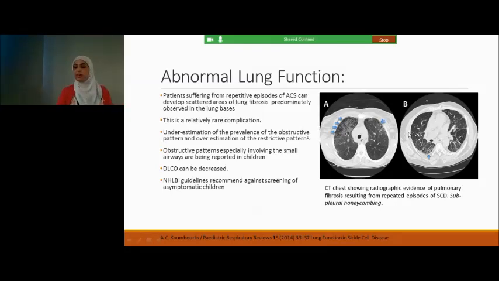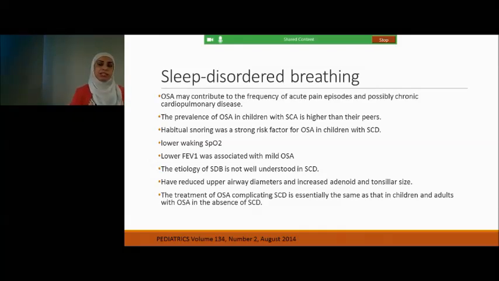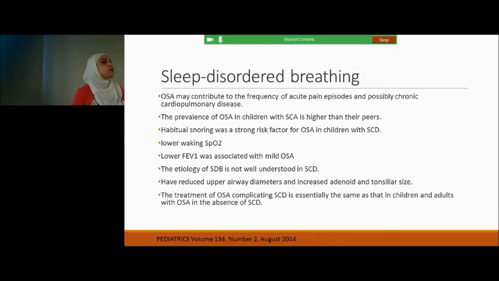And finally, what else can we see in sickle cell disease? We can see obstructive sleep apnea, which is now being put under focus, because it's not as reported and studied as it should be, and it was found to be a very common complication contributing to the mortality of sickle cell disease. It was found to be more prevalent in the sickle cell disease population than in their healthy peers. And habitual snoring, which is not correlated in normal individuals with the severity or the presence of obstructive sleep apnea, was correlated in the sickle cell population.